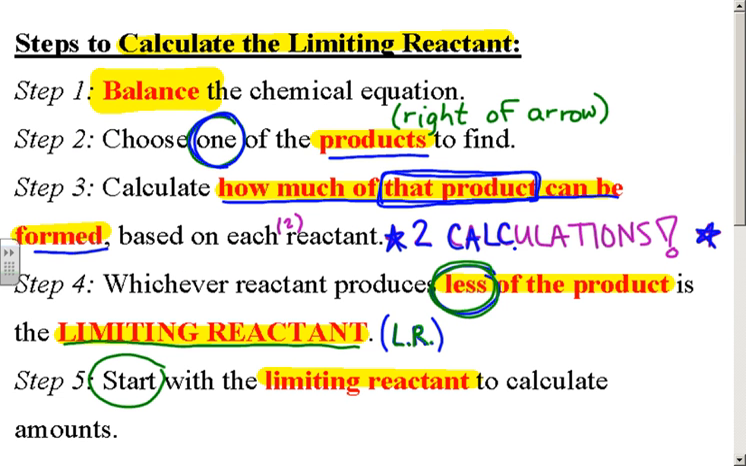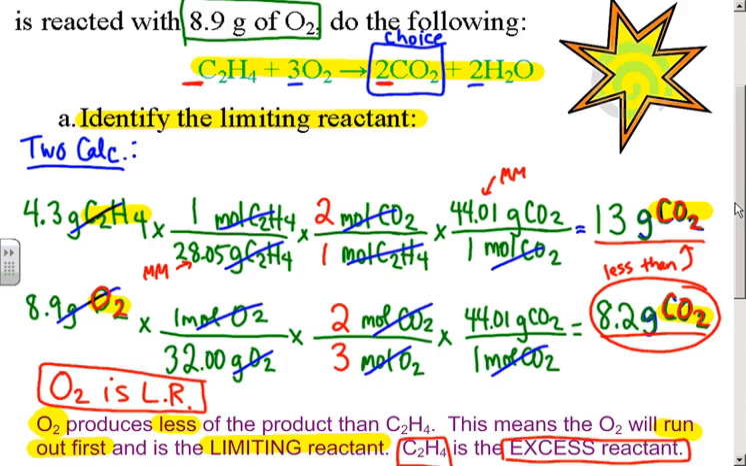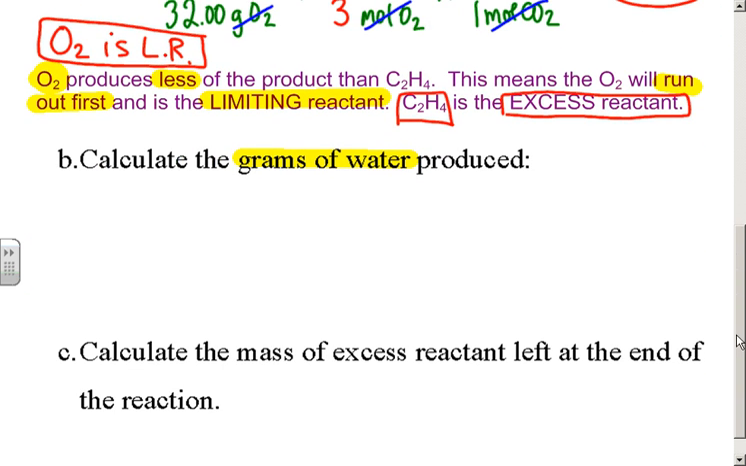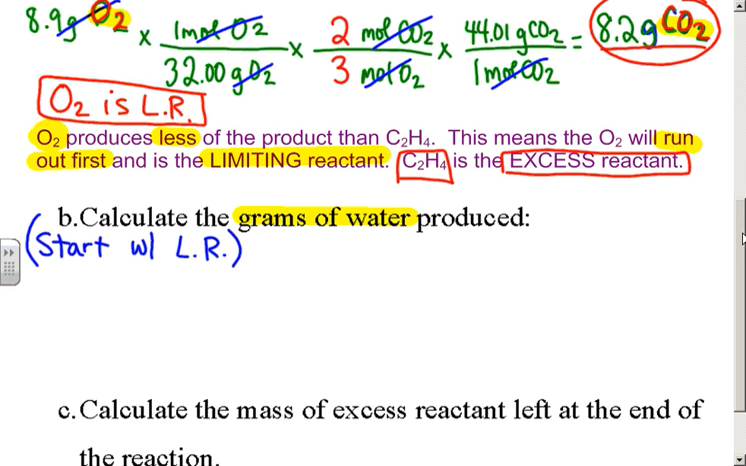Look at step 5 down here. What step 5 says is that if you're calculating any amounts, you want to start with your limiting reactant. So we're going to do stoichiometry calculations starting with the limiting reactant. So for part B of this problem, I'm going to make myself a little note here that I want to start with the limiting reactant. And this is pretty much always true. Once you know who's limiting, that's who's going to start off any stoichiometry calculations because it's the one that determines how much you get of the different substances.